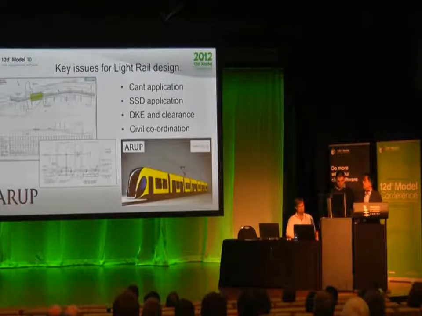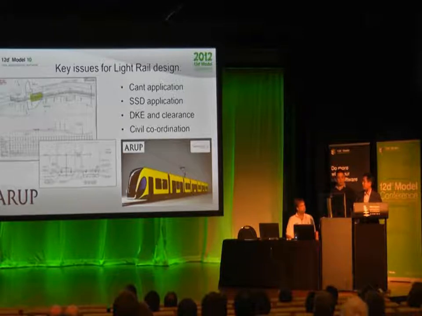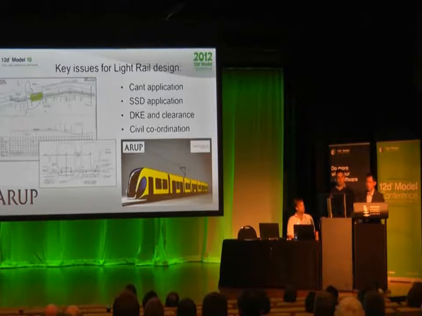CANT is described as the vertical difference between the low rail and high rail, and is quite similar to the superelevation that people use for highway design. SSD stands for stopping sight distance application, which is quite essential as the GCRT project is sharing the corridor with other road users. DKE, developed kinetic envelope and clearance, which Dylan just mentioned in the previous slides, is definitely very useful when we have 12D working together with everyone in terms of the civil coordination and everything.